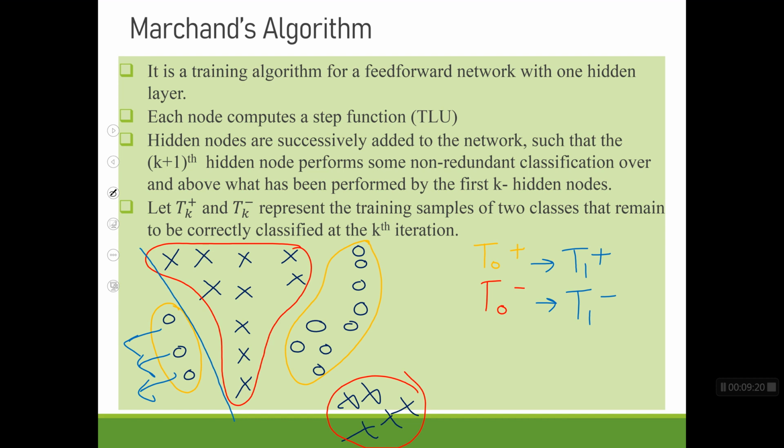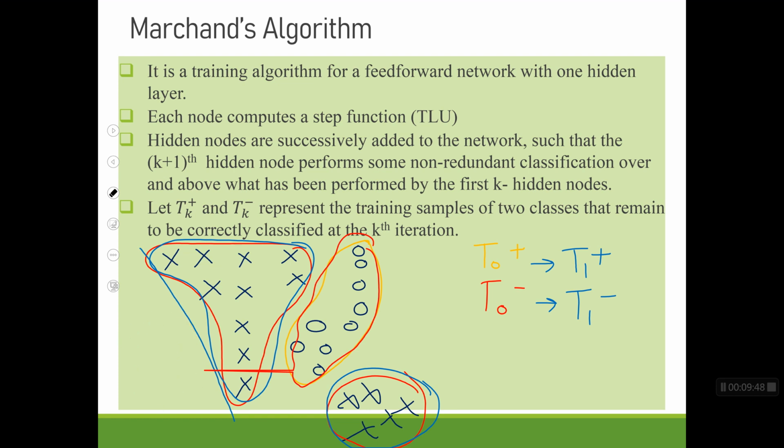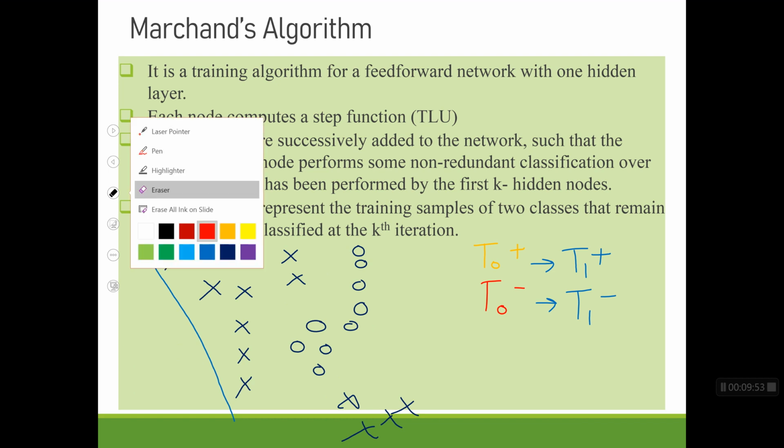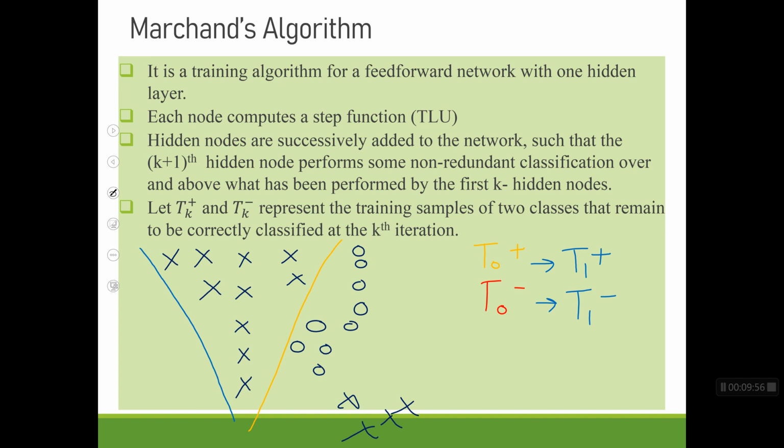So what is T1 minus now? After the first classification, whatever patterns are remaining to be classified will be T1 minus, so T1 minus will be this. The patterns of this class are still remaining. And T1 plus will be this, whatever is not yet classified. Next, whatever I have already classified, I will erase to clear the confusion. Then I will draw one more line here. Now which patterns are getting classified?